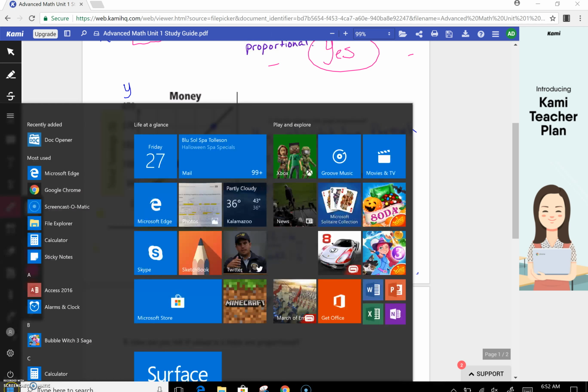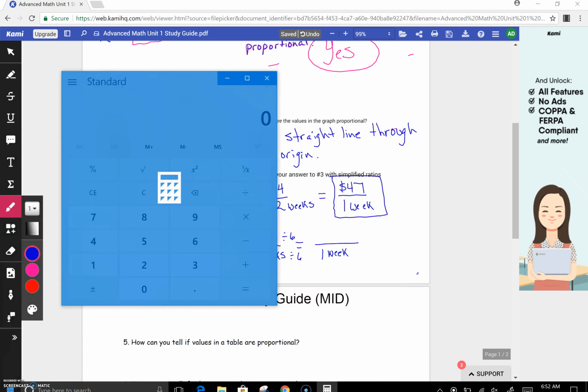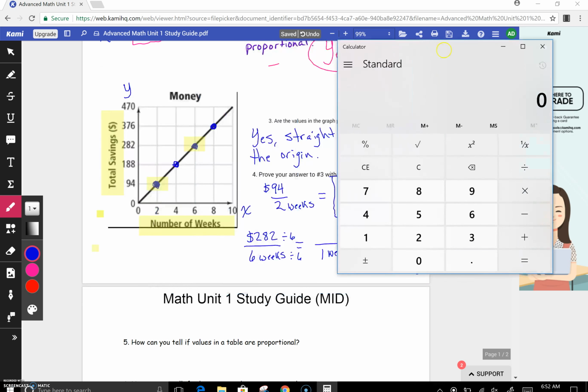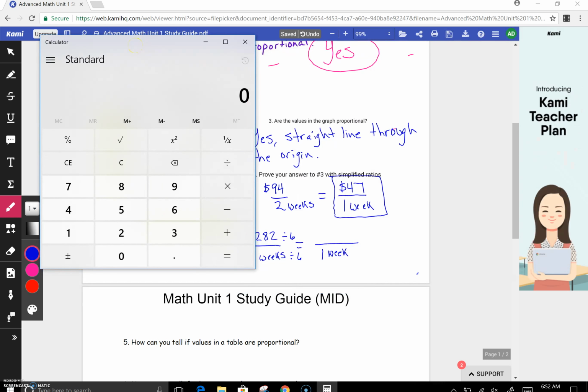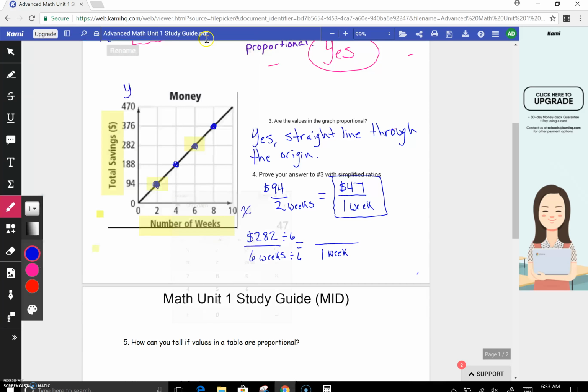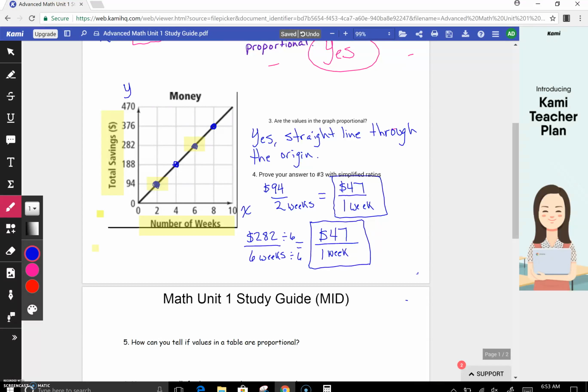Let's get the calculator. And let's go ahead and divide 282 by 6. And just like it's supposed to, it comes out to 47. And to truly prove that, you would show it for every point that you see. I'm just going to show you 2 on the video. We already know it's proportional, but I want you to see that you can take that information from a graph and prove proportionality this way as well. So whoever's saving money here, they're saving $47 a week.